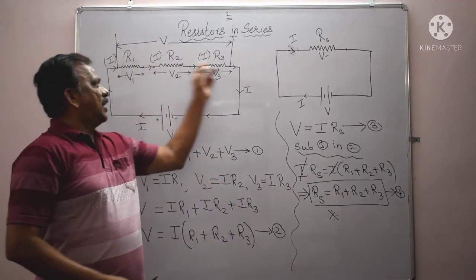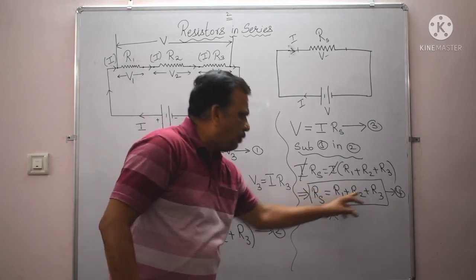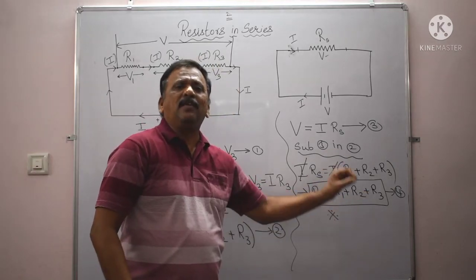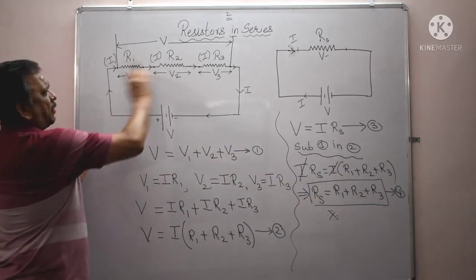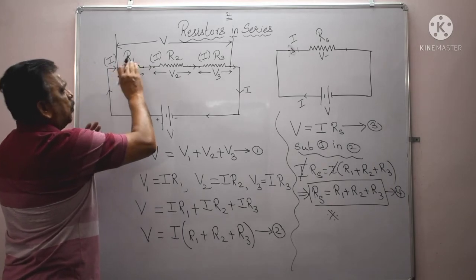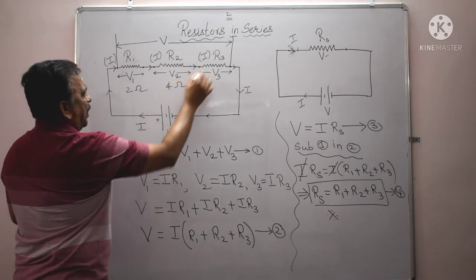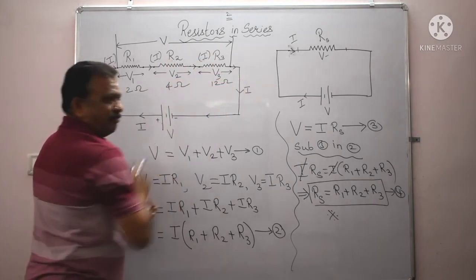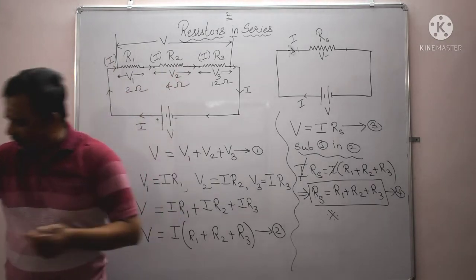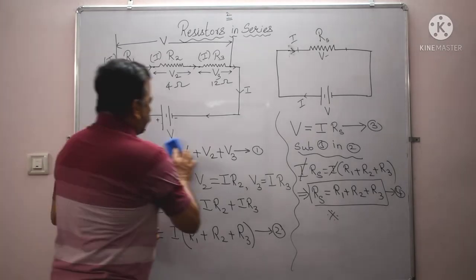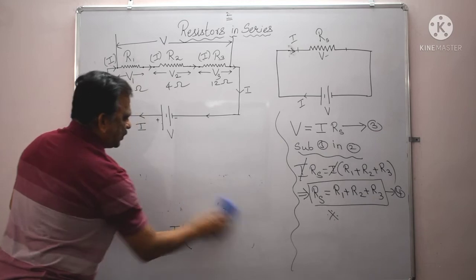So whenever resistors are connected in series, the total resistance will be equal to the sum of the resistances of the individual resistors. For example, let me assume the values of R1, R2, R3 like this. Say R1 is 2 ohm, R2 is 4 ohm, and R3 is 12 ohm. I am connecting these three in series. Now let us find the total resistance. Whenever resistors are connected in series, I have to add the individual resistances to get the total resistance, isn't it? That's what the formula suggests.